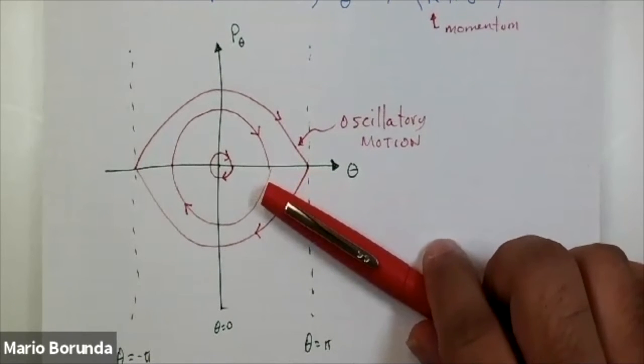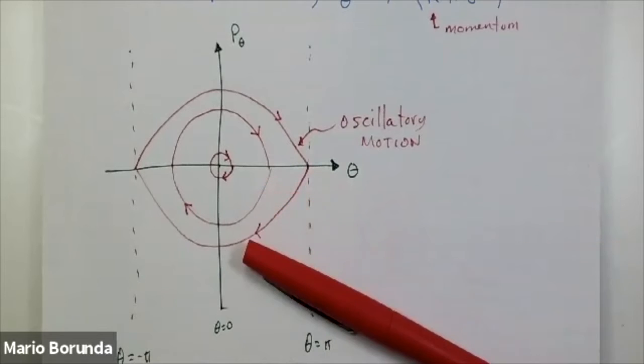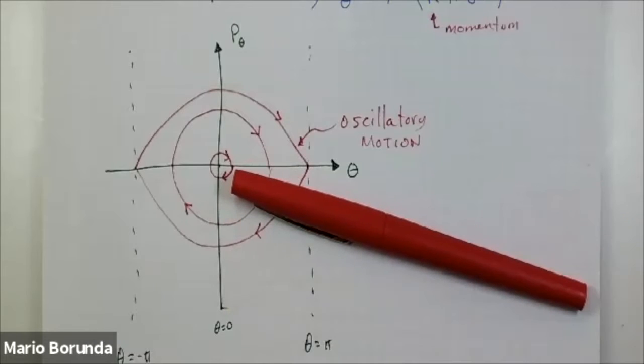This could be going from 90 degrees to 90 degrees on the other end. And then this one is the small oscillations. Does that make sense? All right.